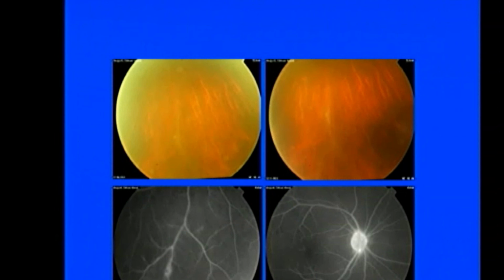A 28-year-old female presented with bilateral decreased vision, anterior segment examination was normal, vitreous was clear. This is her posterior segment. Fluorescein angiography, very clear fluorescein angiography, left eye, indocyanine green angiography, right eye, and left eye. What is your diagnosis?